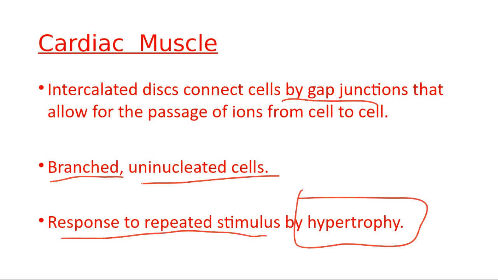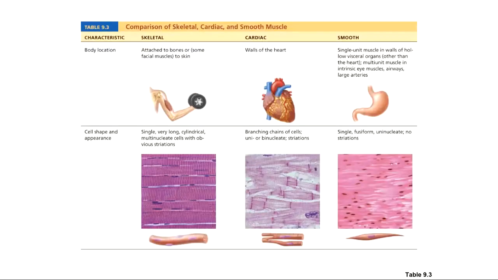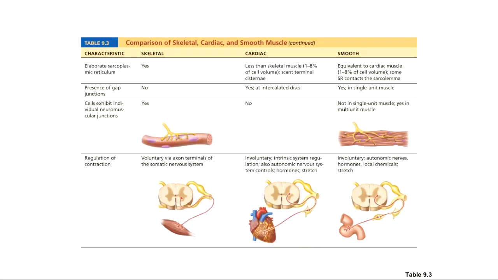So in that regard, it is similar to skeletal muscle, meaning that if we force the heart to work and constrict more, as may happen if we have high blood pressure, for example, the muscle will become bigger and bigger and bigger. And that's a depiction of all three types of muscle. And again, it goes over the characteristics of muscles.